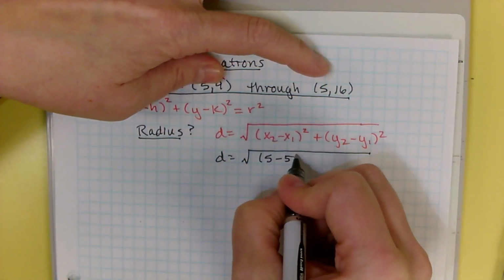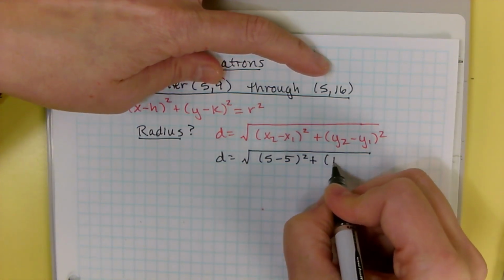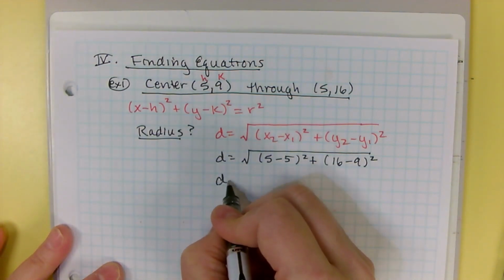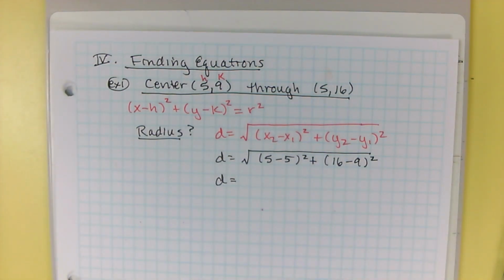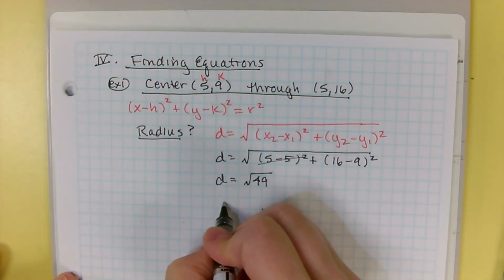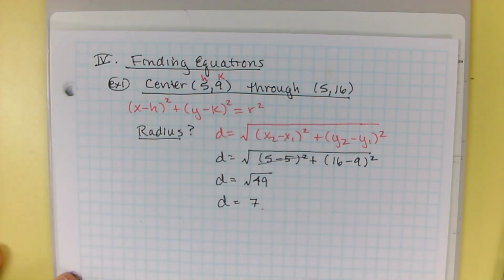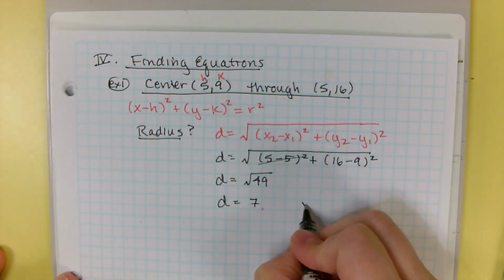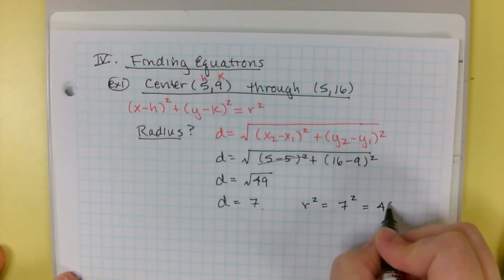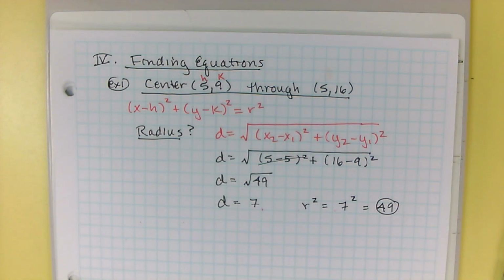So (5 minus 5) squared plus (16 minus 9) squared. 5 minus 5 is obviously 0. 16 minus 9 is 7. Squared is 49. Square root of 49 is 7. Now for the equation, I need r squared. So 7 squared equals 49. So 49 is going to go into my equation because it's radius squared.